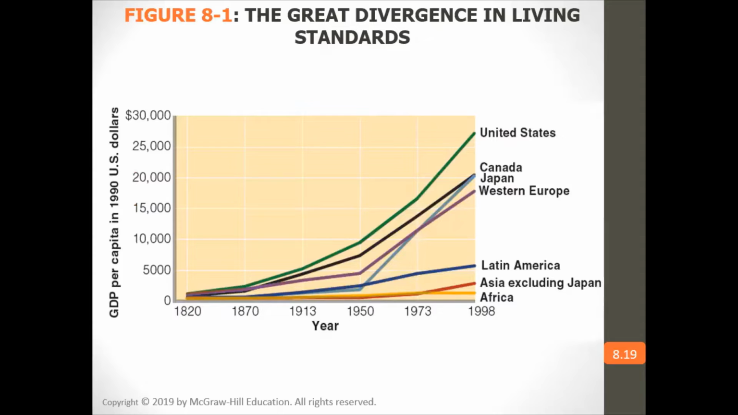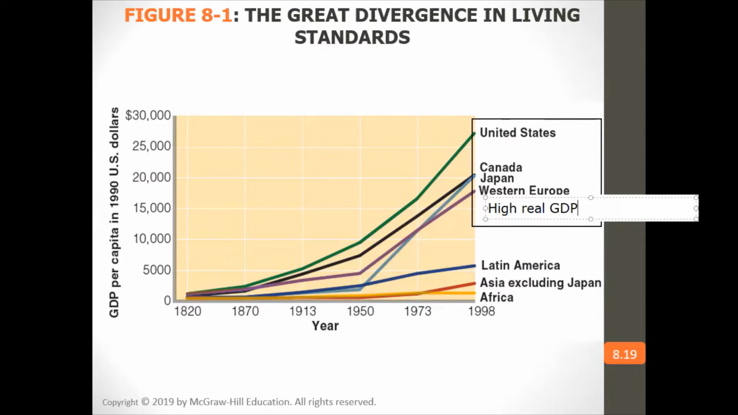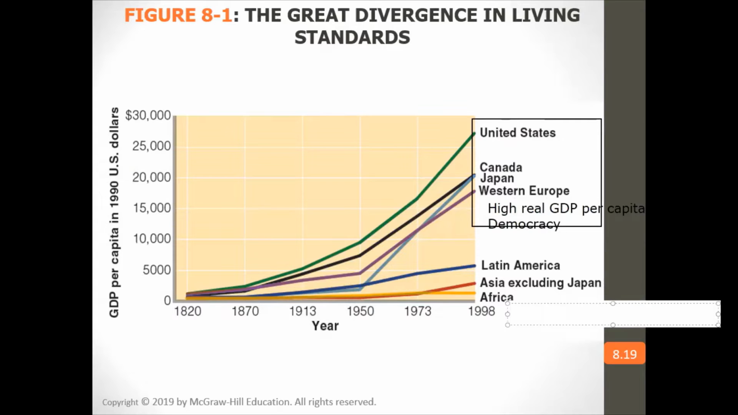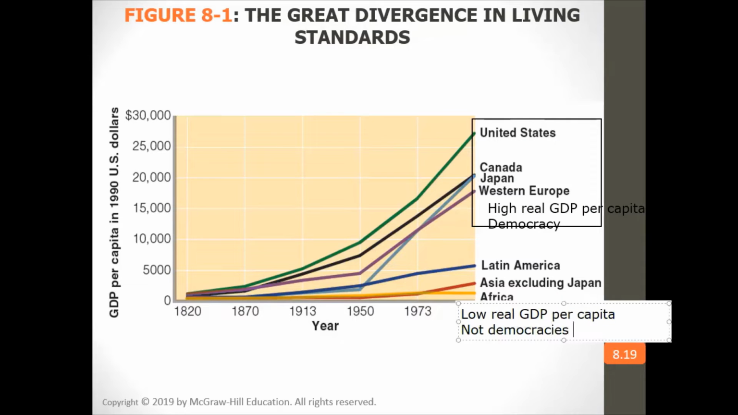So in this case, this is a good chart. These countries have very high living standards as a result of high real GDP per capita and democracy. Those are the main reasons why they have very high living standards. But Latin America, Asia excluding Japan, and Africa have low real GDP per capita, which contributes to their lower living standards, and they're mostly not democracies.